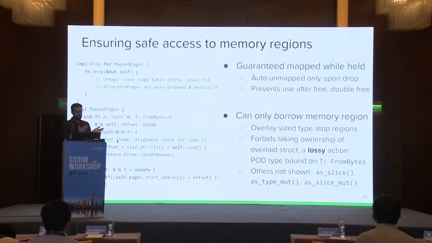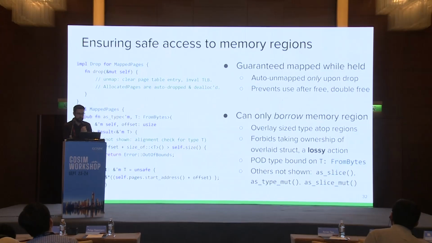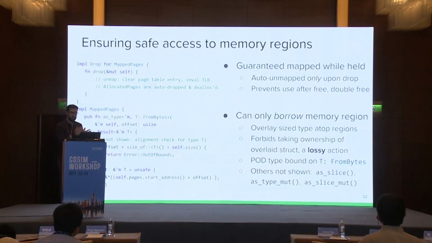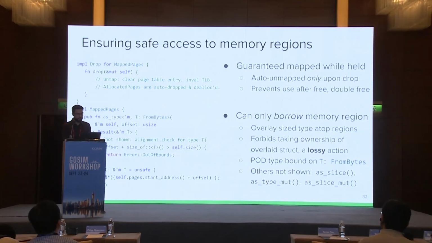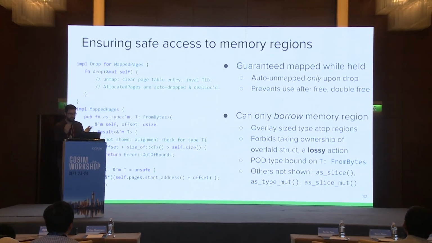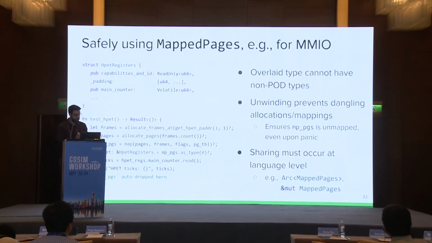And then, because of the way drop works, we're able to guarantee that this memory mapping will always be mapped into the TLB and the page tables while the owned object, that mapped page, actually exists, right? And we also guarantee that it's automatically unmapped when you drop it, only once and exactly once when it is dropped. So this prevents things like use after free and double free.